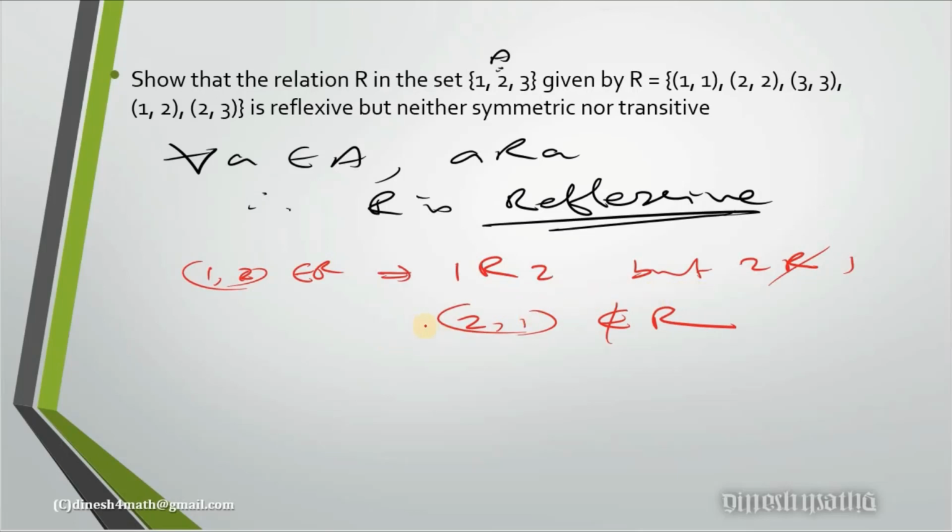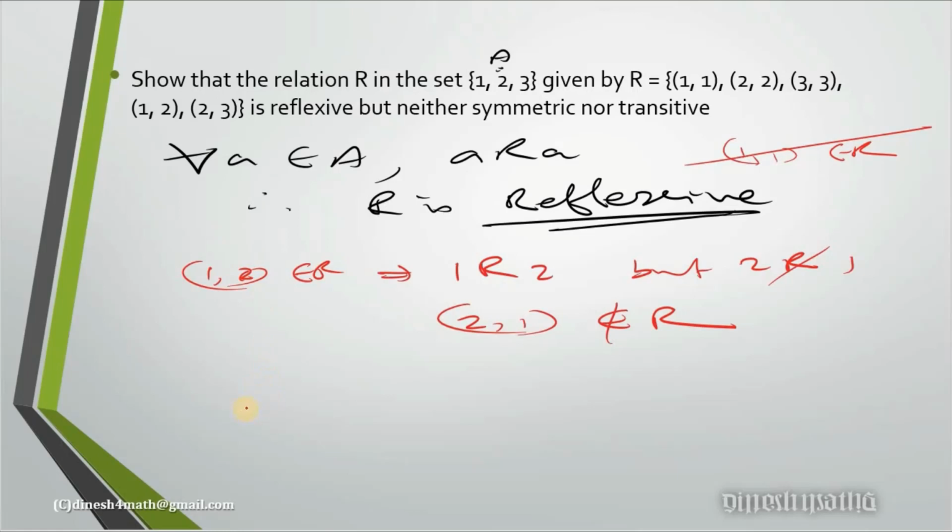Please remember this is a common error. You cannot prove reflexivity by telling (1, 1) belongs to R and it is reflexive. This will not be accepted and you will not get full marks in the examination at all. Similarly, by looking at these 3 elements, you cannot say it is symmetric. So symmetric or reflexive or transitive should be proved for every element of the given set.